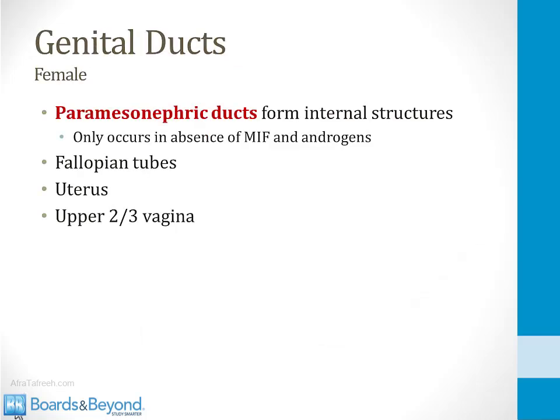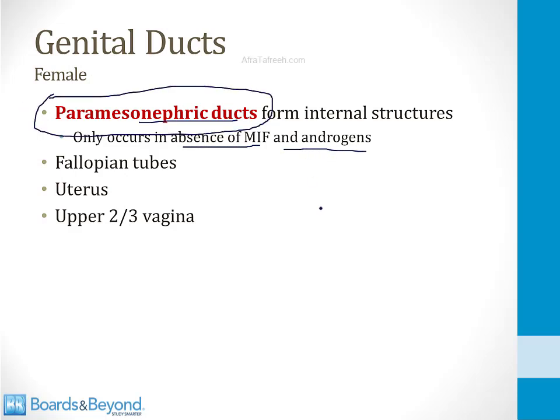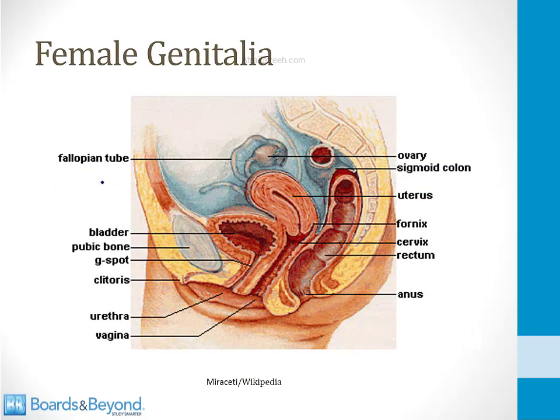Now let's talk about development of the internal genitalia in the female. In the female, the paramesonephric ducts will form the internal female structures. This occurs because there is no Mullerian inhibitory factor or androgens in the female. Therefore, the paramesonephric ducts persist, and in the absence of androgens, the mesonephric ducts do not develop. And therefore, in the female, the paramesonephric ducts develop into the fallopian tubes, the uterus, and the upper two-thirds of the vagina. And here's a drawing of the female genitalia.